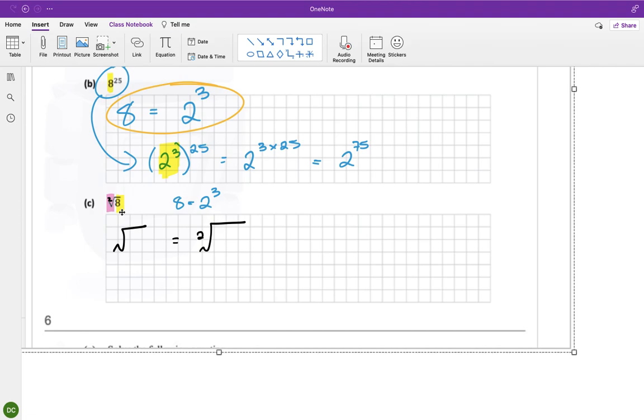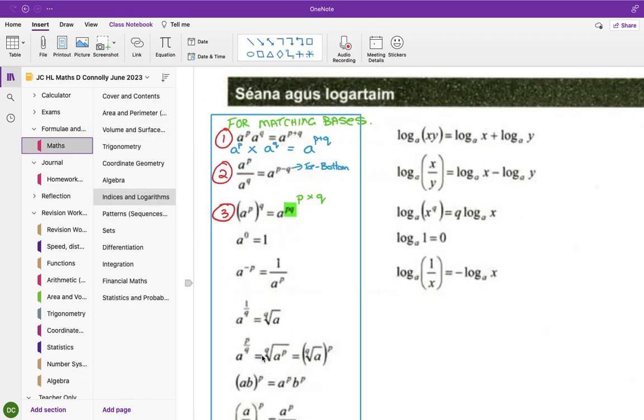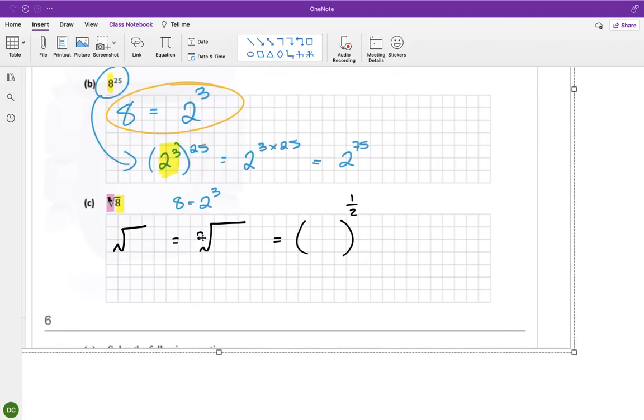So based on that law I just showed you, a square root turns into a half. So that law, if I go back again, said whatever number is in front of the square root becomes the bottom of the fraction. So that's what I did. Whatever number is in front of the square root becomes the bottom of the fraction. So instead of the square root of 8, which is the question, I'm going to turn that into 8 to the power of a half.